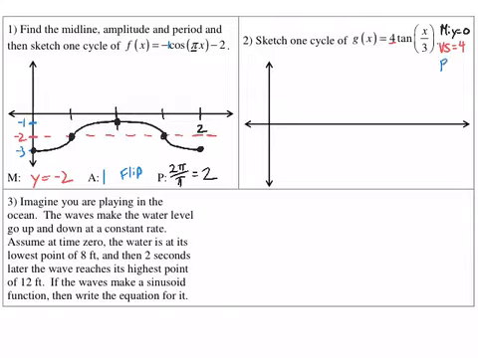And our period, be careful here, our period is not 2 pi, it's pi divided by 1/3. Remember there's like a 1 hiding right there, and that's a 1/3. And if you do pi divided by 1/3, you get pi times 3/1. So your period is actually 3 pi. Okay, so we have all the pieces we need to graph this.